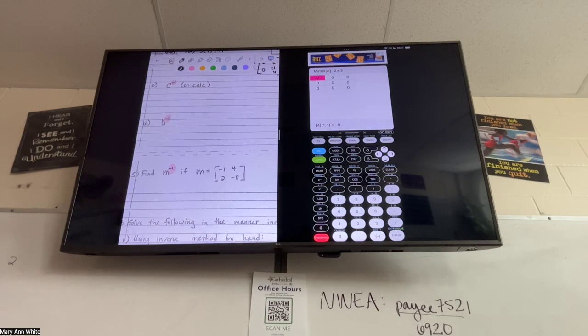Now I'm gonna enter all my numbers into this matrix, okay? So I'm gonna go 1, enter, and it goes left to right. So then I'm gonna go -1, 2, 0, 3, -1, and then 1, 4, 0.